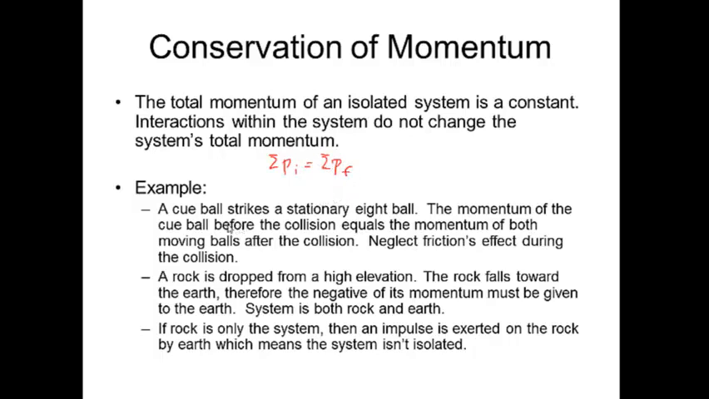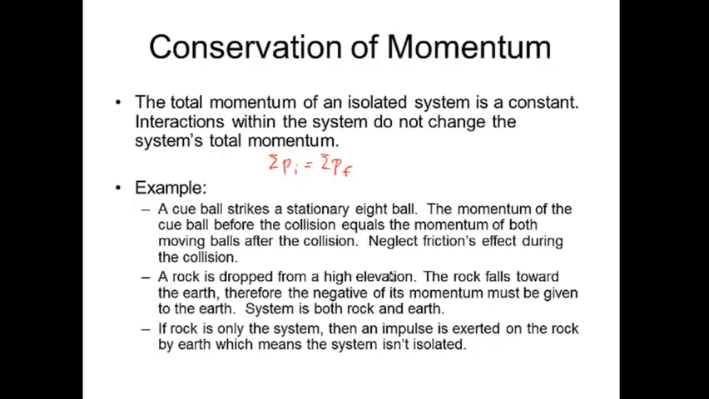So I give some examples. Cue ball strikes stationary ball. Momentum of the cue ball before the collision equals the momentum of both moving balls after the collision. Conservation of momentum. But we do neglect friction's effect. That would be an outside system exerting a force on the objects. But pool balls have very little friction compared to the mass of the object.